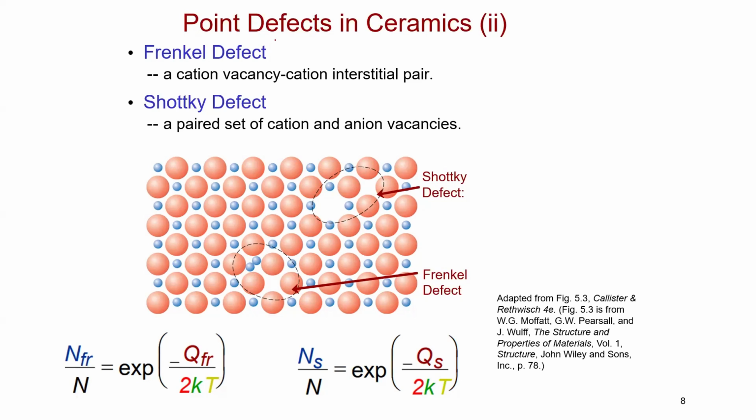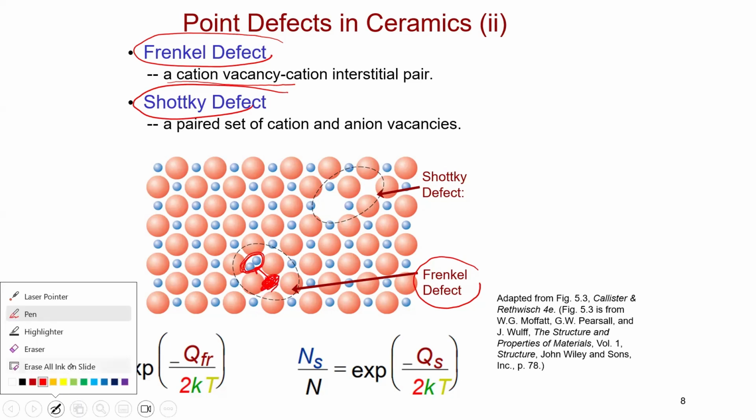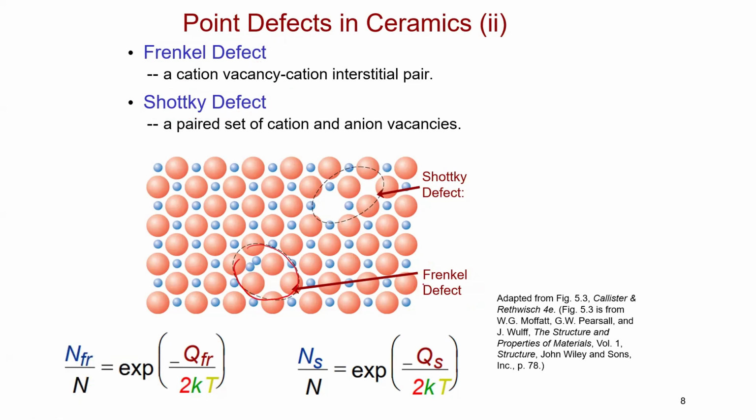And also there are the Frenkel defect and the Schottky defect. So there are two names given. When you have a cation vacancy and cation interstitial pair, then you call it a Frenkel defect. So you can see a Frenkel defect here. You can see a cation vacancy here and a cation interstitial. So this cation has moved to a different place. So here you have an interstitial defect, and here in this space you have a vacancy defect. So when you have both together, we call it a Frenkel defect. And a Schottky defect is a pair of cation and anion vacancies.